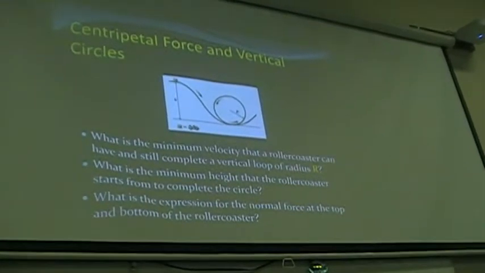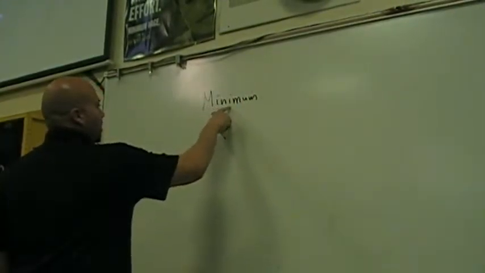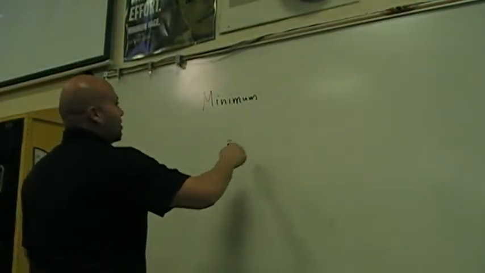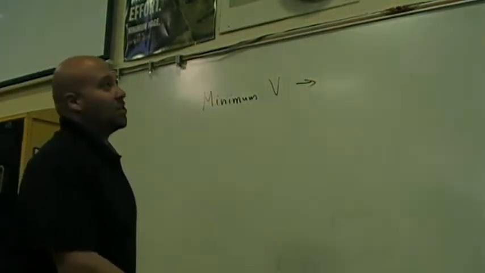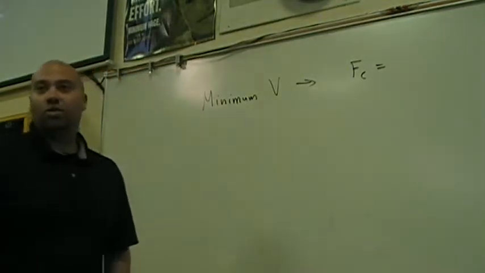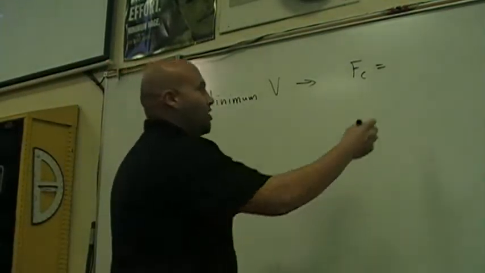So for this, we need to figure out what is the minimum speed. The minimum speed occurs when the centripetal force at the top is equal to what? The force of gravity.